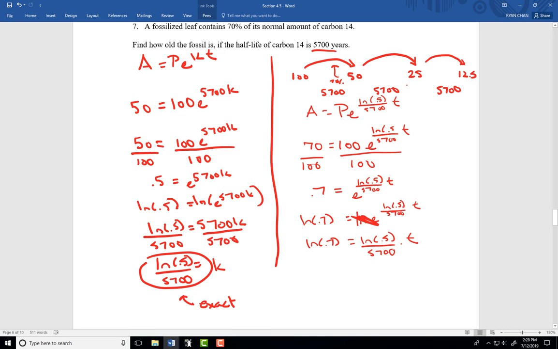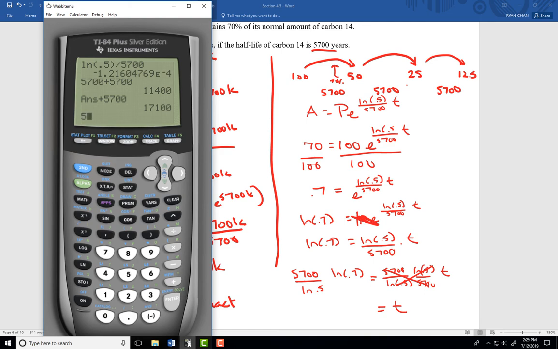How do I get rid of this? I will multiply both sides by 5,700 and then divide by natural log of 0.5. I multiply by my reciprocal. So this cancels, and I have t is equal to the following. Let's throw this in our calculator. I'll multiply first.